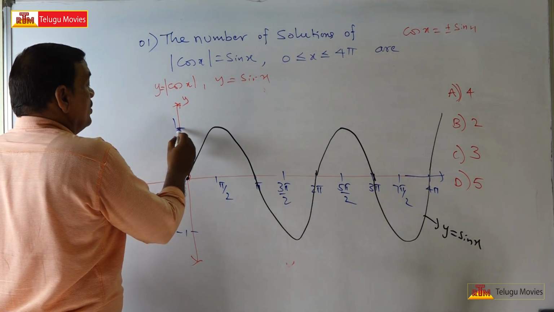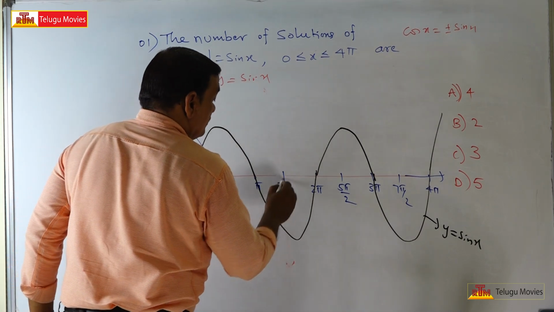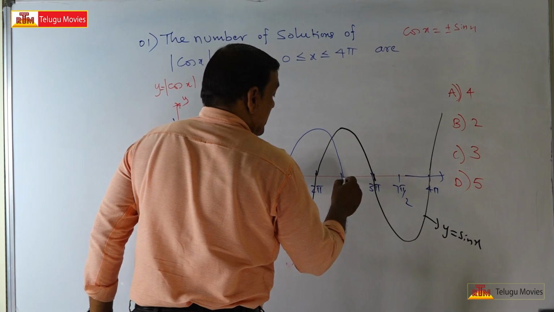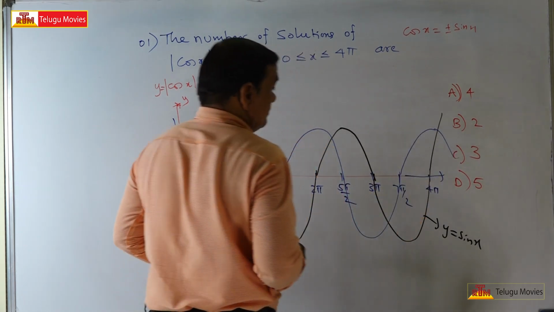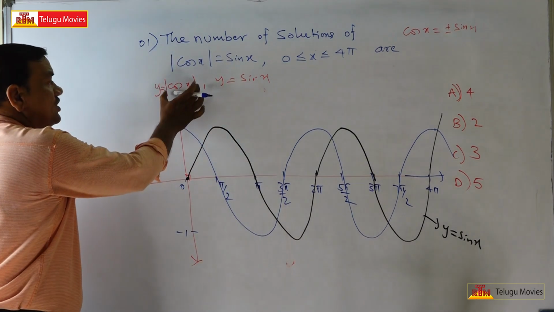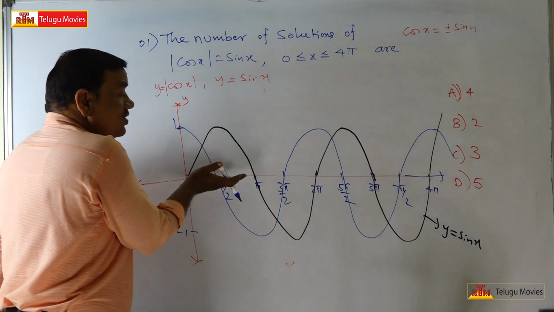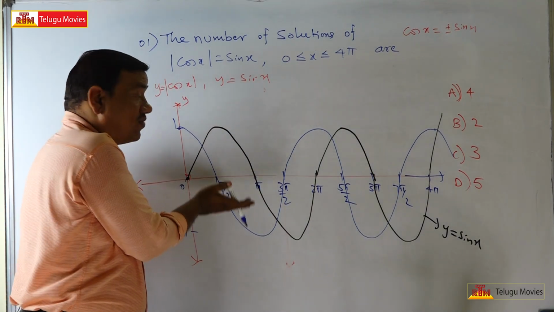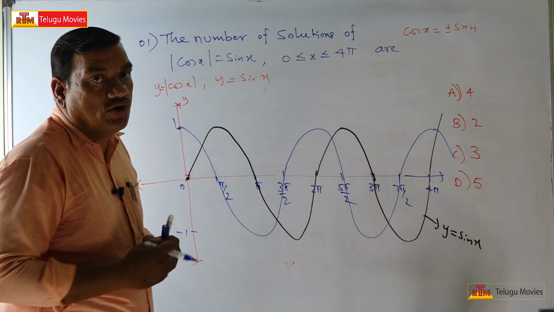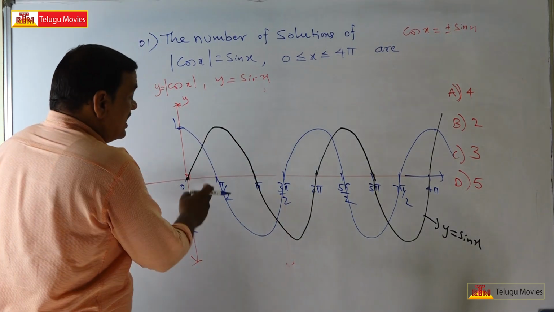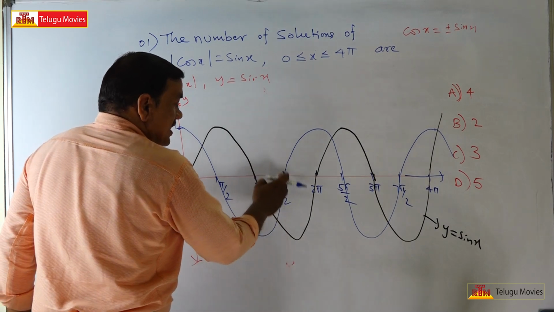Right, cos 0 is 1. Again cos pi by 2, cos pi, 3 pi by 2, 5 pi by 2, 7 pi by 2, 4 pi, like this. But it is y is equal to modulus of cos x. Modulus of cos x means what? Whatever part of the graph lies below the x-axis, you have to take its reflection, its image. That means from pi by 2 to 3 pi by 2, it comes below the x-axis.